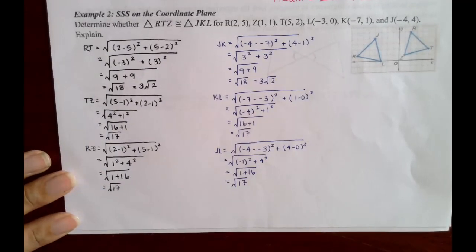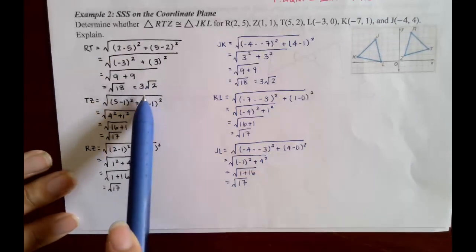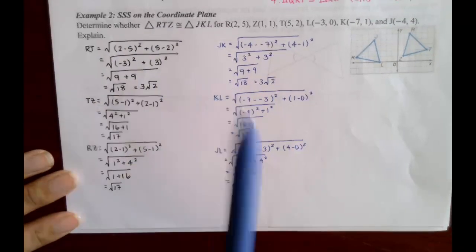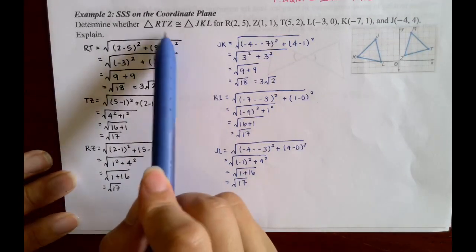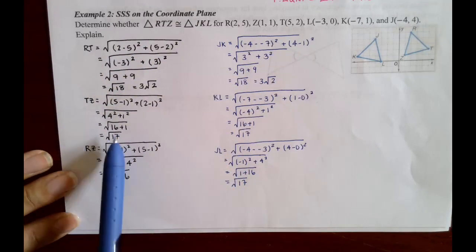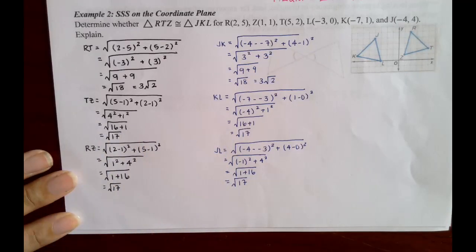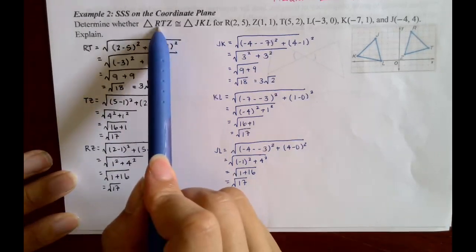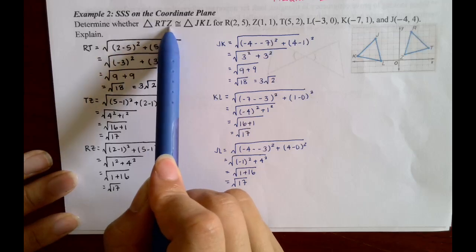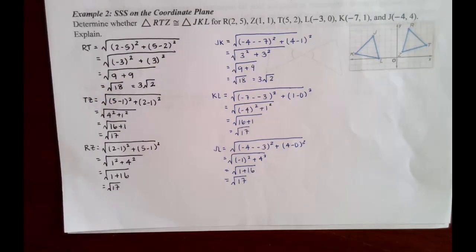Okay. So when I found each of these distances, so R, T, and J, K, first and second letter here, they were both 3 square root of 2, so that's so far so good. Then TZ, second and third letter, KL, second and third letter. They were both square root of 17, so those are congruent as well. And then the last one I did RZ, that's my third side, first and third letter, JL here. And they were both square root of 17 here.